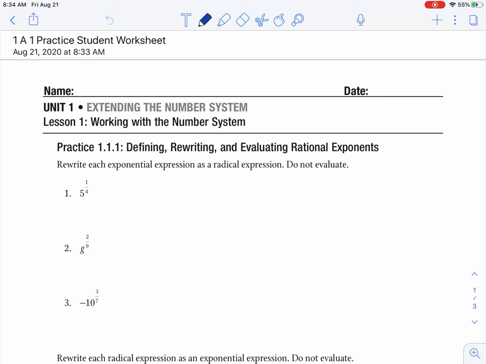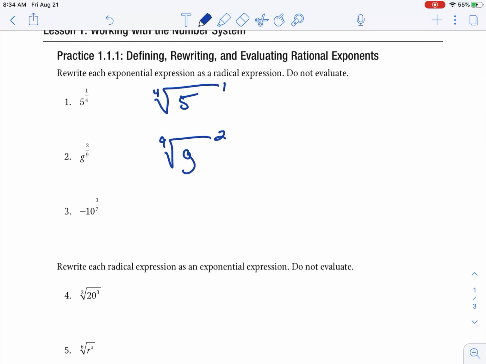Okay, rewrite each exponential as a radical. So this is an exponent, you want to write it as a radical. The 5 is the base, the 4 is the root, and the 1 is the power. Because the power is 1, you don't even need that. G is the base, 9 is the root, and 2 is the power. This 2 could be inside or outside, doesn't matter. Could be either one.